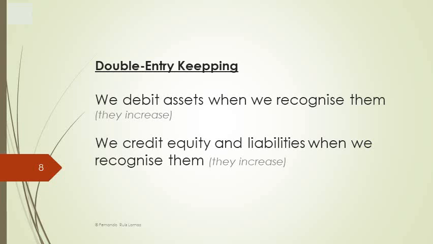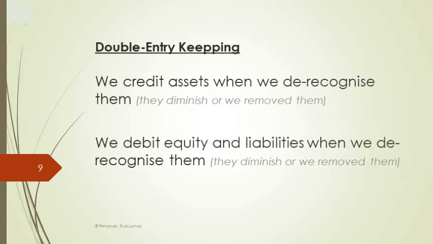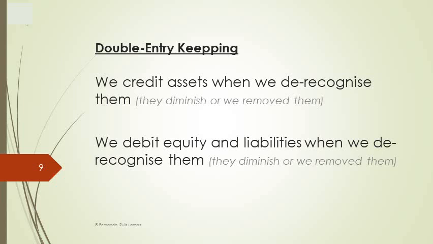Conventionally, recognition or increases in assets are written down in the debit column. As for liabilities and equity, the rule is the other way around. We credit liabilities and equity when we recognize them, which means that their balance increased. Accordingly, we debit assets when we recognize them, whereas the derecognition or decreases in assets are registered in the credit column. But we are going to credit liabilities and equity when there is an increase in their balances, and in turn, we are going to debit liabilities and equity when we derecognize them, that is, when their balances decreased.